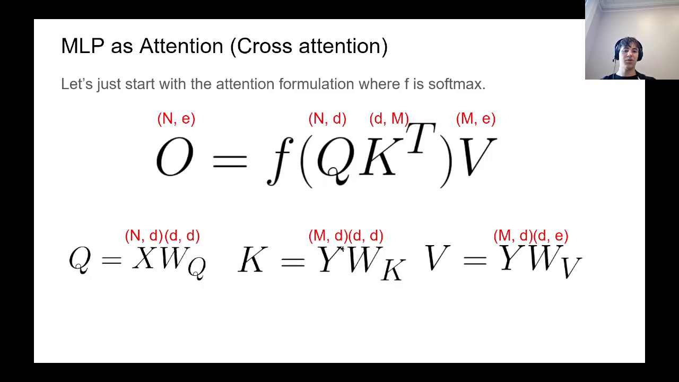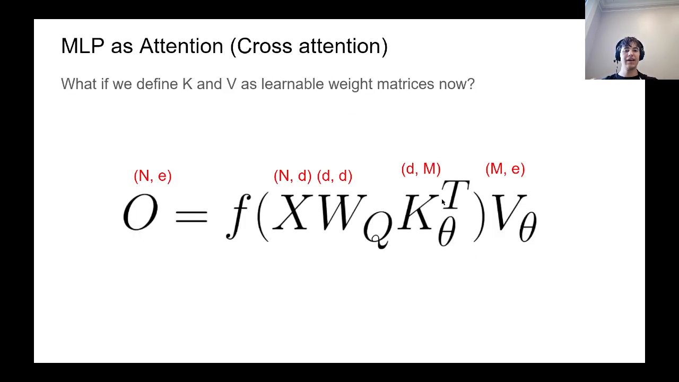Before, we had a sequence of size m by d, and we projected it to our keys and our values. Here, we're not going to have a sequence, and m is not going to represent a sequence dimension.